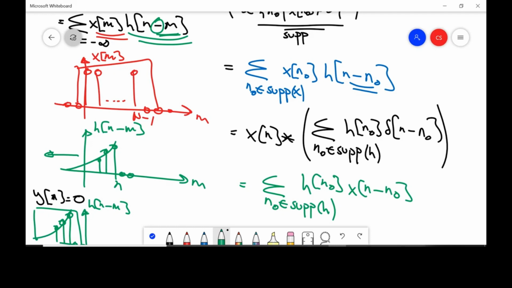So I can either expand at the level of the support of h, or I can make my expansion at the level of the support of x. Clear? Okay, and this is the same here.